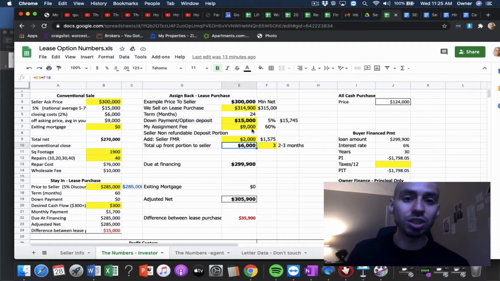What I eventually started doing is, in my state in Massachusetts, the most a landlord can collect when they're renting out their property is first, last, and security. So that's 3 months in total.